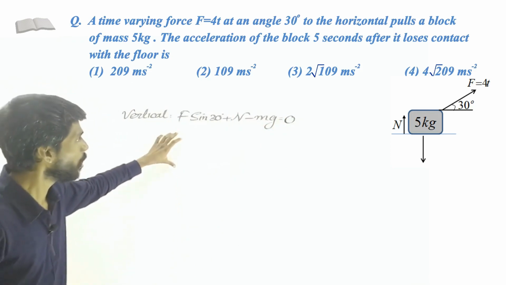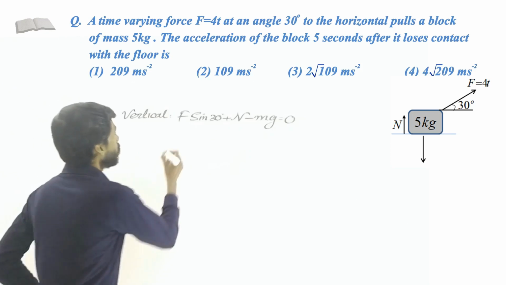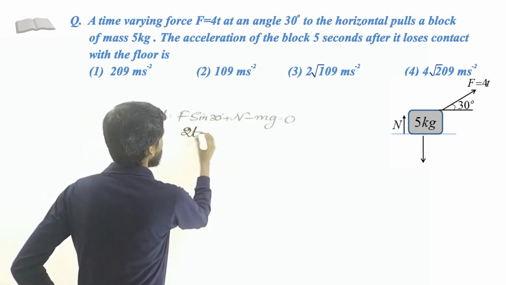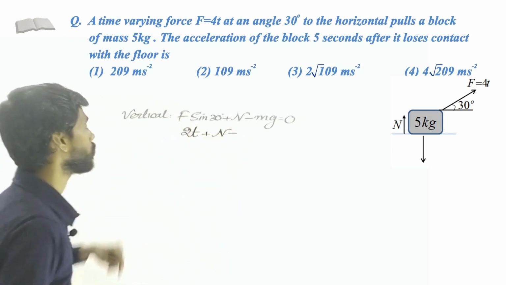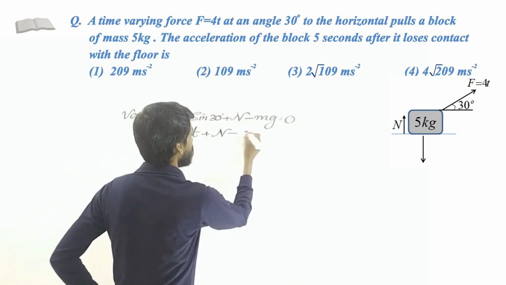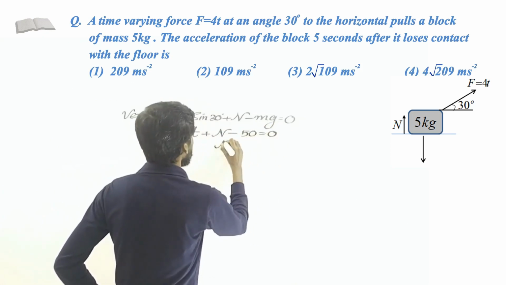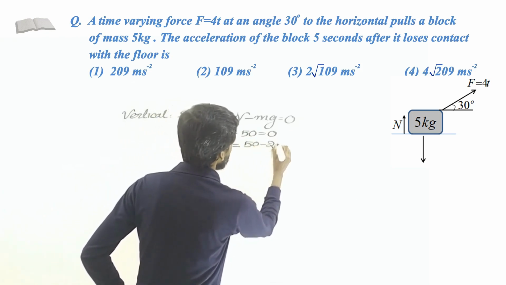Now let us find N. Substituting the value of F, F equals 4t, so 4t sine 30, sine 30 is 1 by 2, so that means 2t plus N minus mg. The mass of the object is 5 kilograms, so 5 multiplied by 10, so 50, that equals 0. So this gives you N equals 50 minus 2t. This is the normal reaction.